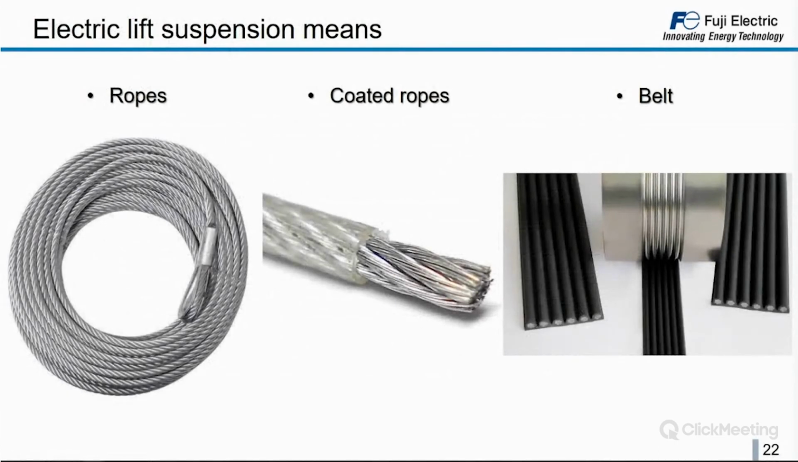Next topic is about suspension means. In this image you see the very standard or most used suspension means in case of electric lifts. First one is the standard metallic ropes. Second one is coated ropes, so metallic ropes plus a plastic cover. And finally, we have the belts. This means different cores of metallic rope linked together by a plastic, which makes a kind of belt. Probably all of you have seen this kind of suspension means in the lift system.